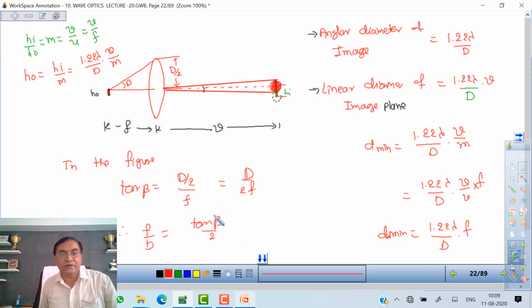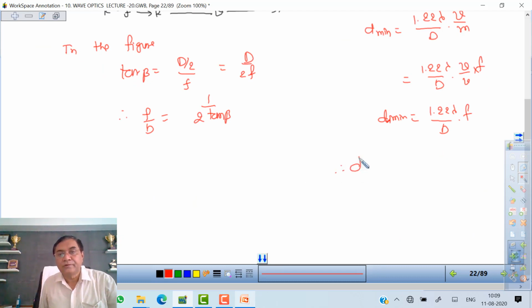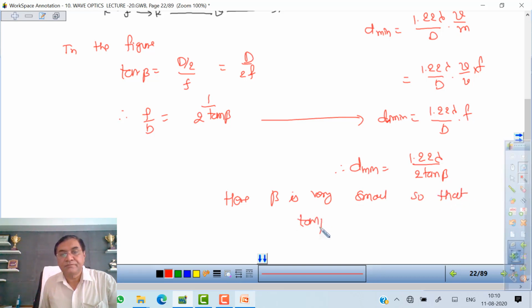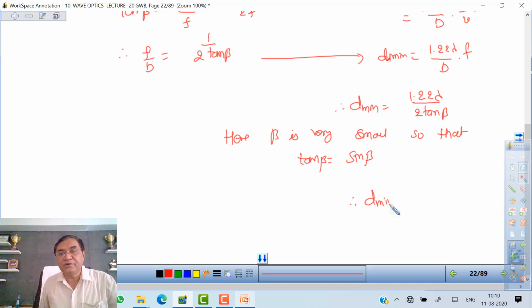F by 2, no, F upon D is 1 upon 2 tan beta. We put this value over here. So what you will get, D minimum, substituting over here: 1.22 lambda F upon D, with F upon D being 1 upon 2 tan beta. Again, here tan beta is very small, here beta is very small, so that tan beta is equal to sin beta, and therefore D minimum is equal to 1.22 lambda upon 2 sin beta.